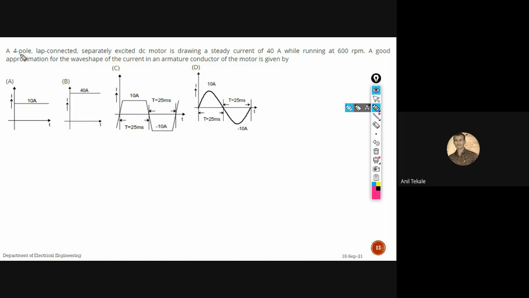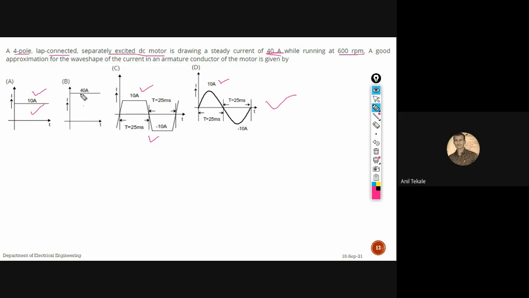See what they have asked: a 4-pole motor, lap connected, separately excited, is drawing a steady current of 40 ampere while running at 600 rpm. A good approximation for the wave shape of the current in an armature conductor means what? They want to understand what the current wave shape will be and what the magnitude will be. Now see, here is a 10 ampere, here is a 10 ampere, and again here is a 10 ampere. But most important is what will be the shape. Here is a constant, here is a rectangular, or we can say square, and here is a sinusoidal.